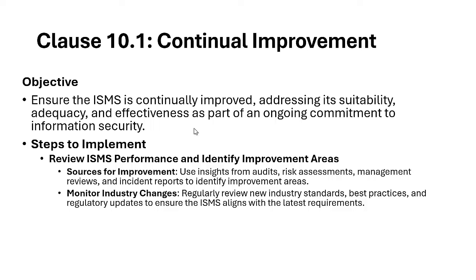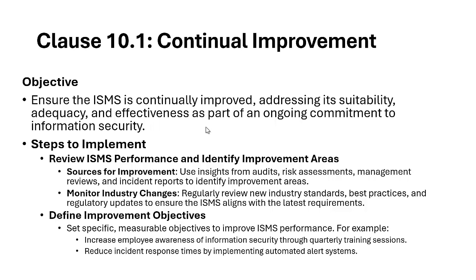Second is whenever there's a change in the regulations and all that, we need to monitor that. That's another important thing. Based on that, we define the improvement objective. We set specific measurable objectives to improve your ISMS performance. For example, increase employee awareness of information security through quarterly training sessions, reduce incident response time by implementing an automated alert system. So this data we got after review. Okay, so it's very important.